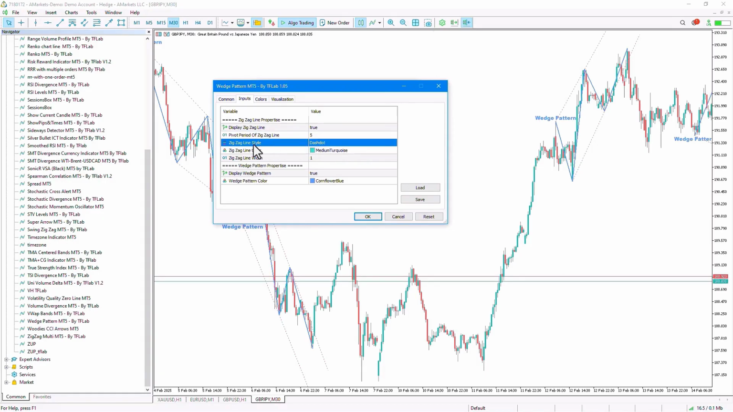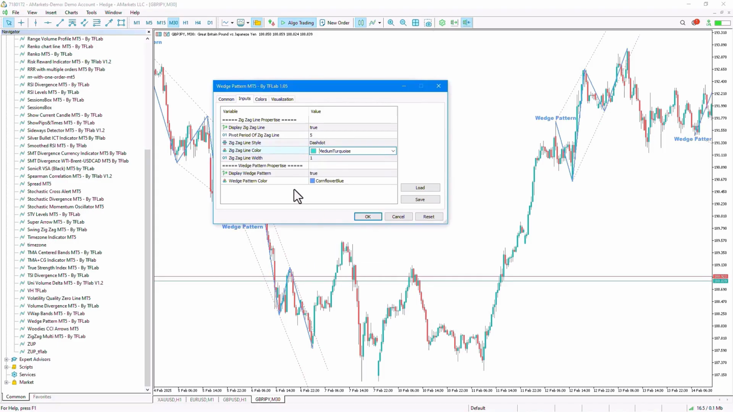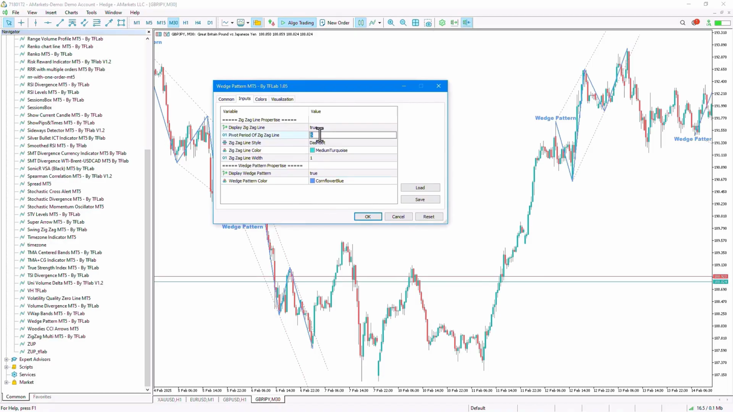In the next section, we can determine the style of drawing the zigzag lines, which can be selected in 5 modes: solid, dash, dot, dash dot, and dash dot dot. In the next section, we can choose the color of the zigzag lines and change it to the desired color. We can adjust the size of these lines. In the next section, we can enable or disable the display of wedge patterns, and finally, we can change it to the desired color. Here, I change the pivot period to 10 and adjust the display settings for the zigzag patterns.